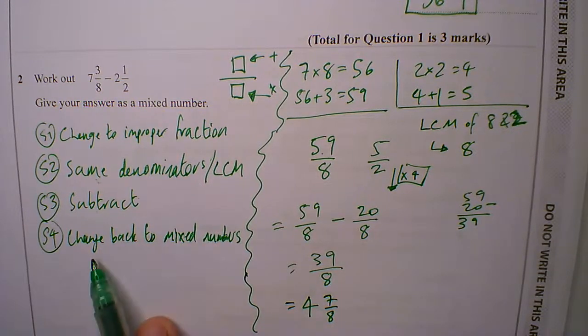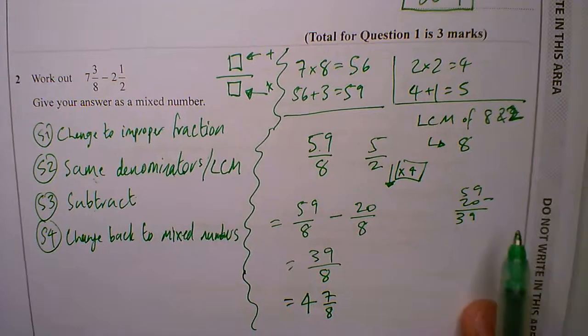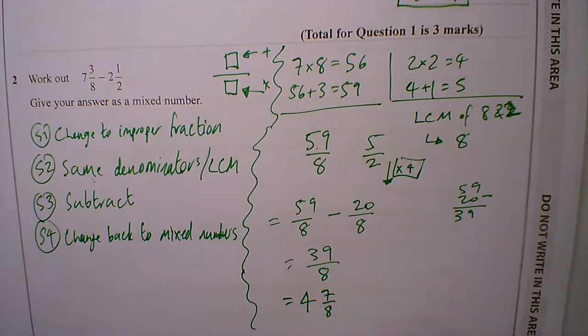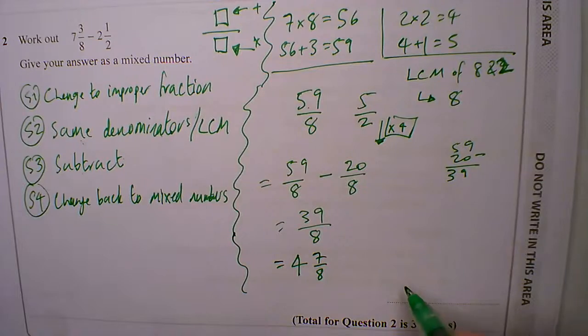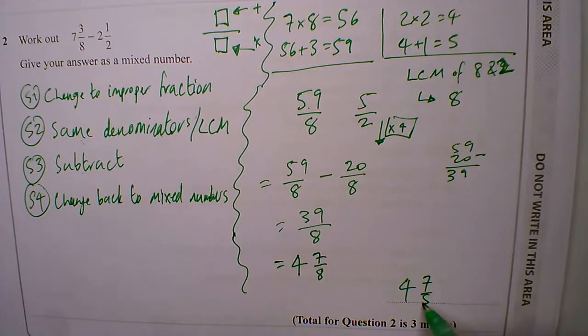So I've done my subtraction, I've changed it back to a mixed number, and if I check, I don't need to simplify, and the question does not ask me to simplify either. So that is my final answer: 4 7/8.